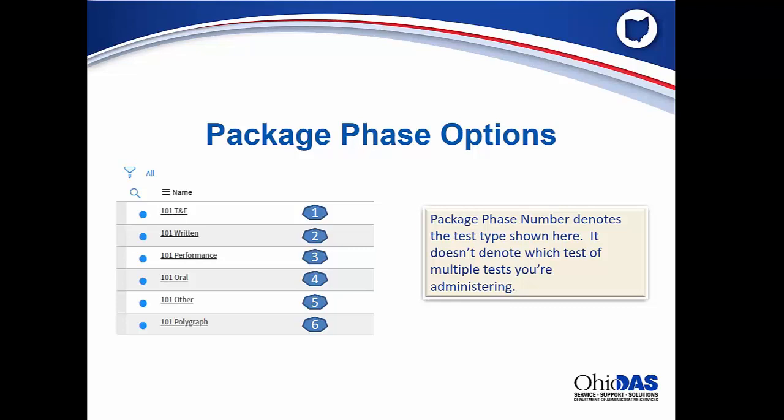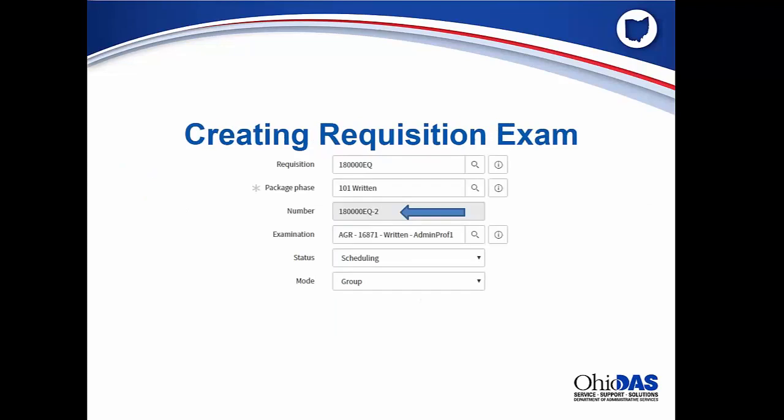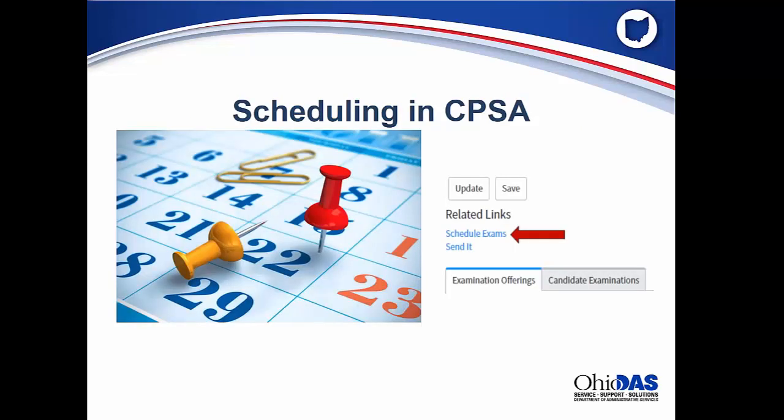So if I were to choose written, that's the second one of these. And once written is selected, the number is saved here. So it has your requisition number and the package phase number. And this is something that we're going to want to keep in mind. I'm going to probably talk about this requisition exam phase a lot during our training. So again, we would have saved all of this information. And since we save, we click the Schedule Exams link under Related Links.